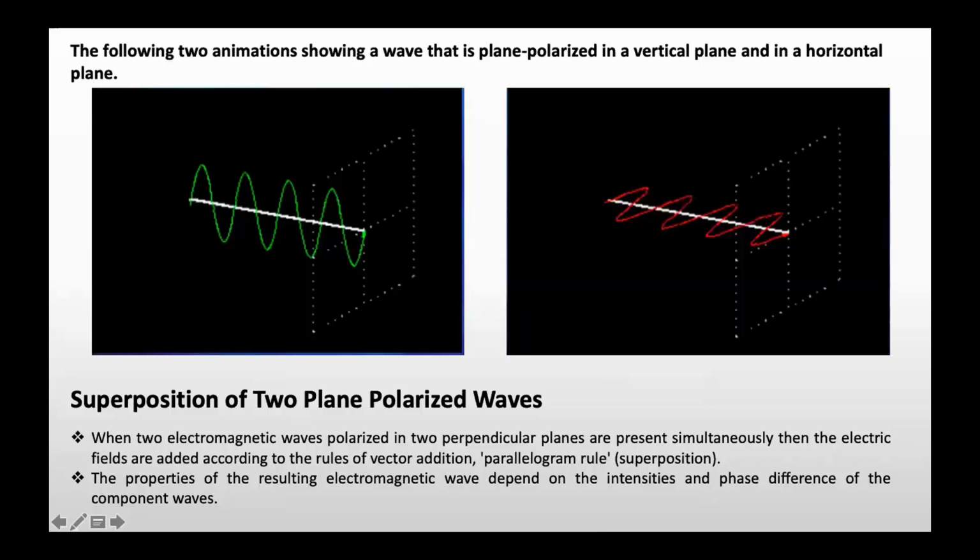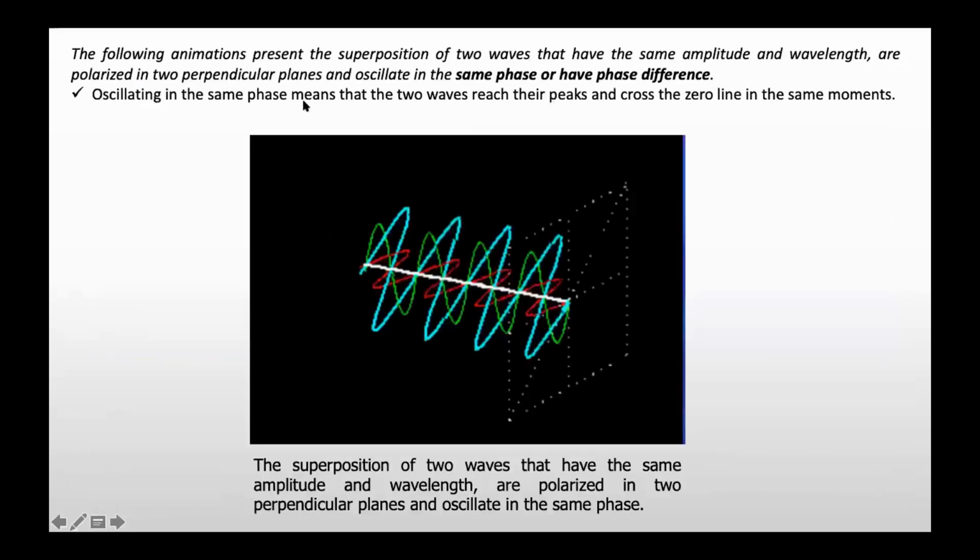Now, these two following animations show a wave that is plane polarized in a vertical plane and in a horizontal plane. When two electromagnetic waves polarized in two perpendicular planes are present simultaneously, the electric fields are added according to the rules of vector addition. So the properties of the resulting electromagnetic radiation depend on the intensity and phase difference of the component waves.